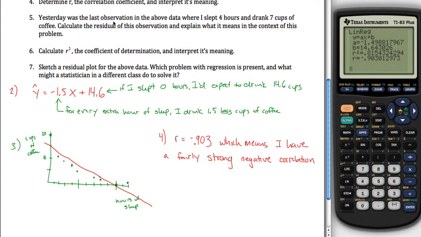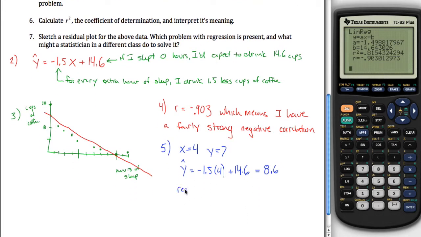Yesterday was the last observation. Yesterday my value of x was 4 and my value of y was 7. That's what it's saying. So x was 4, y was 7. So it wants me to calculate the residual. To figure out the residual, I have to know y hat. So y hat is negative 1.5 times your x value, 4, plus 14.6, which is approximately negative 6, and 14 is 8.6. So my value of y hat is about 8.6.